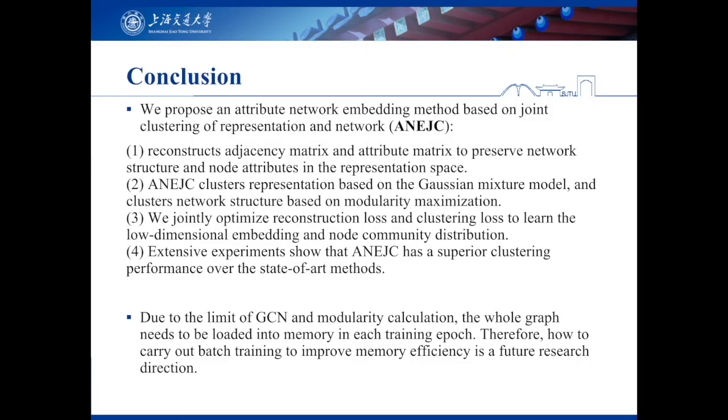The last part is the conclusion. In this paper, we proposed an attribute network embedding method based on joint clustering of representation and network. It reconstructs the adjacency matrix and attribute matrix to preserve network structure and node attributes in the representation space. It clusters representation based on the Gaussian mixture model and clusters network structure based on modularity maximization. We jointly optimize reconstruction loss and clustering loss to learn the low-dimensional embedding and node community distribution. Extensive experiments show that ANEJC has a superior clustering performance over the state-of-the-art methods.